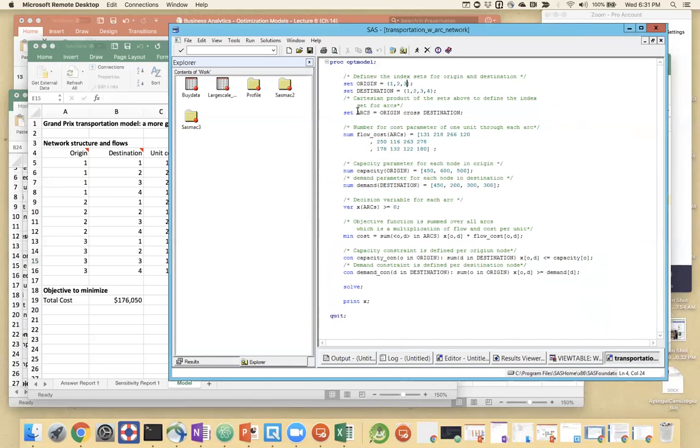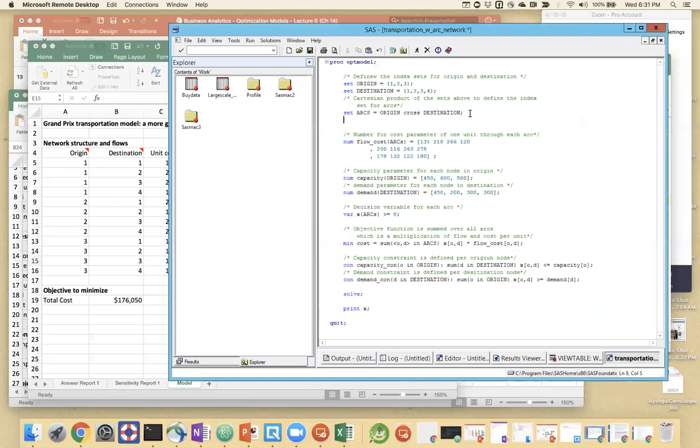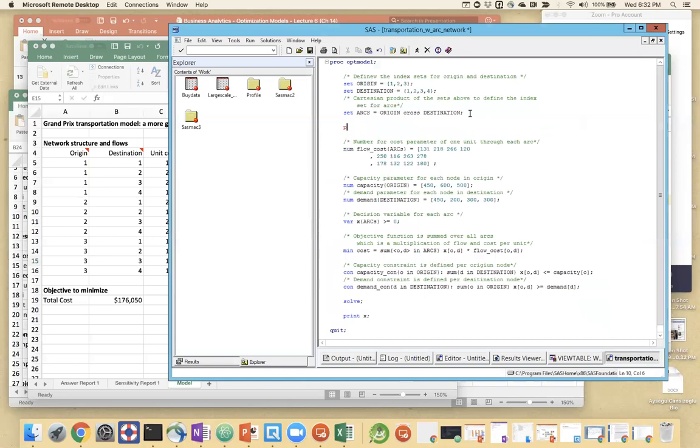Okay. And then arcs become the cross product, or Cartesian product, of those 2, right? Because from each origin to each destination, there's an arc. So after we define origin and destination, we define an arc set, but we don't need to put them in one by one. We can just say origin, cross, and cross here is part of the syntax, and destination. Once you do that, each origin is going to have an arc to each destination. Let's see what it looks like. I'm going to print what the arcs look like.